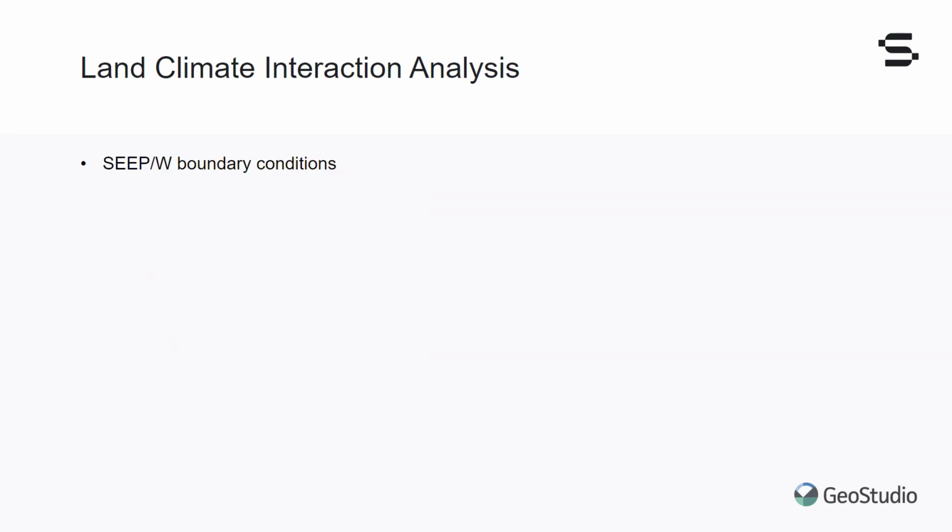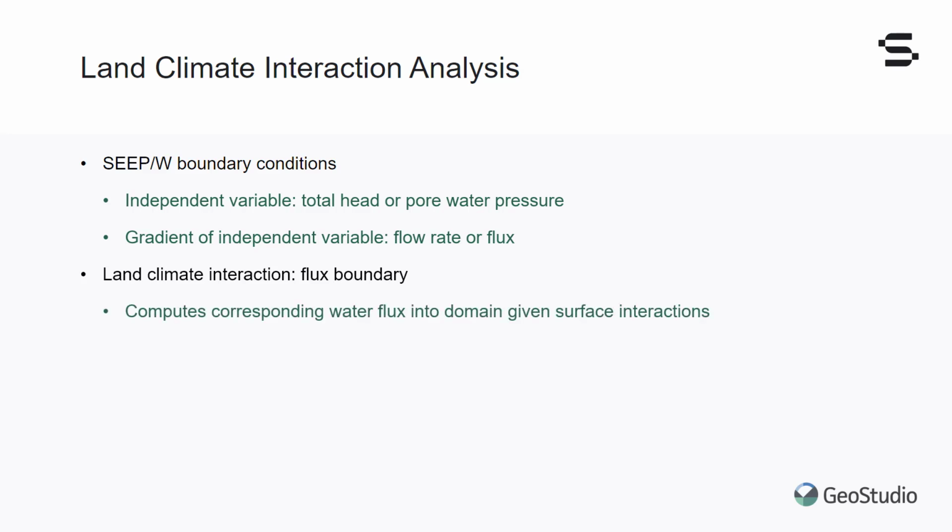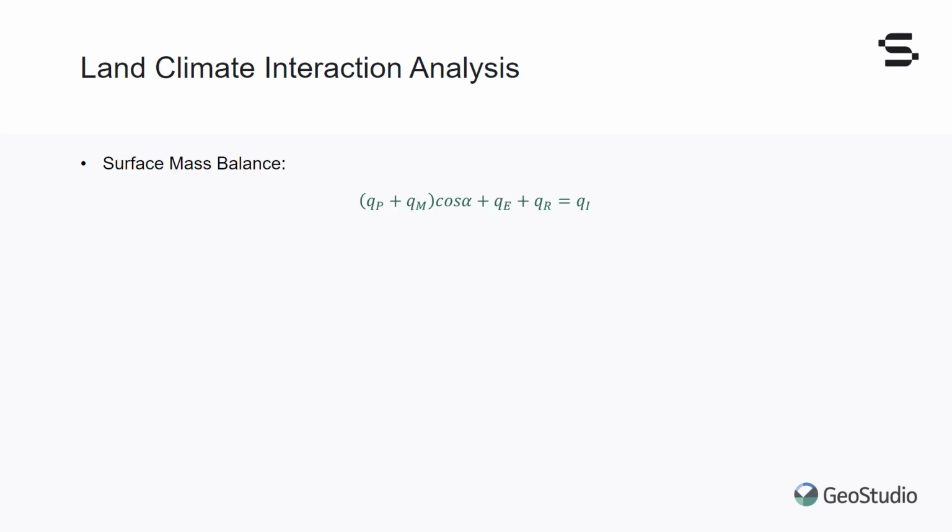Boundary conditions in SEEP have two general forms. They either represent the independent variable, which is total head or pore water pressure, or the gradient of the independent variable, which is represented by a water flow rate or flux. The SEEP land-climate interaction boundary condition falls under the second type, as it ultimately determines the water flux into the domain given the surface interactions listed on the previous slide. We will now review how the SEEP solver computes the associated water flux.